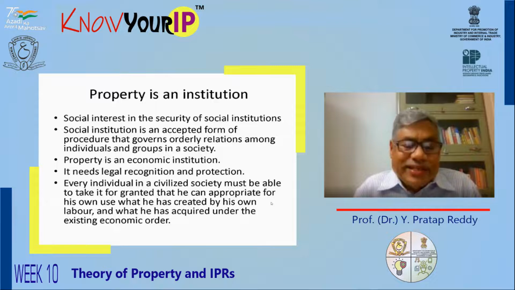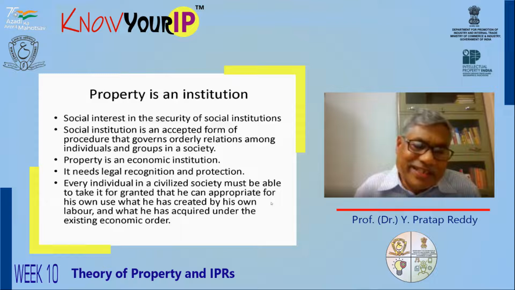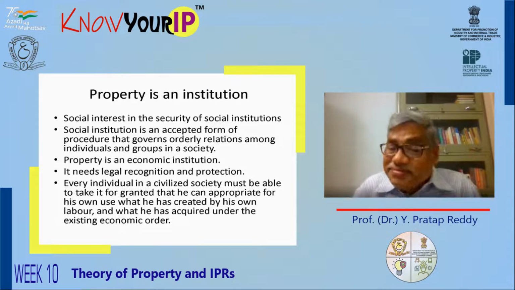Therefore, he made an observation that every individual in a civilized society must be able to take it for granted that he can appropriate for his own use what he has created by his own labor and what he has acquired under the existing economic order. That is, individuals need protection, and also the benefit should go to the society. This is his sociological theory. Society cannot prosper at the cost of individuals. Individuals need protection. The inventor needs protection. That has to be recognized legally. At the same time, there is a social function. Property has a social function.